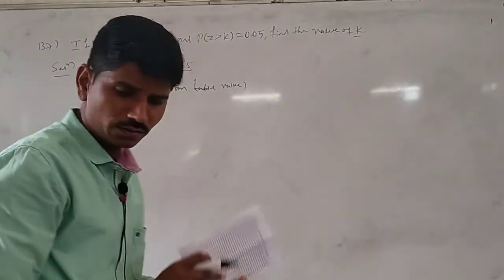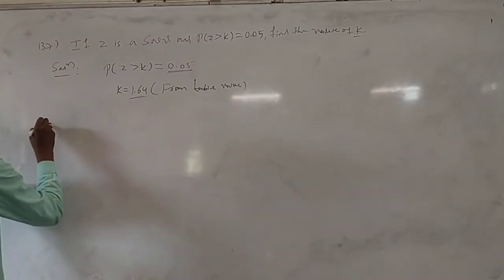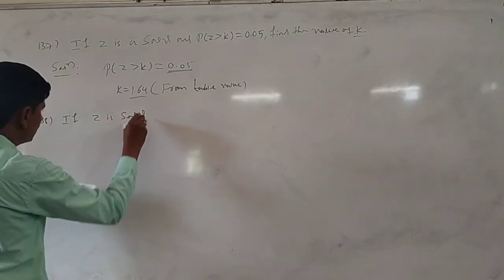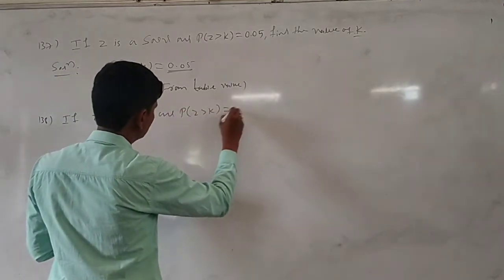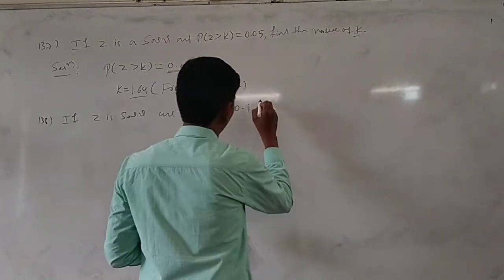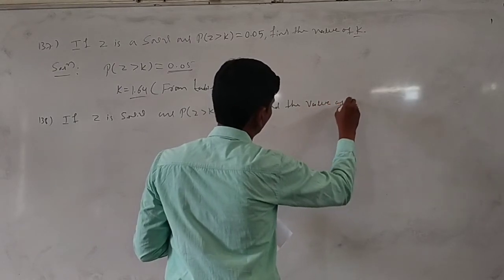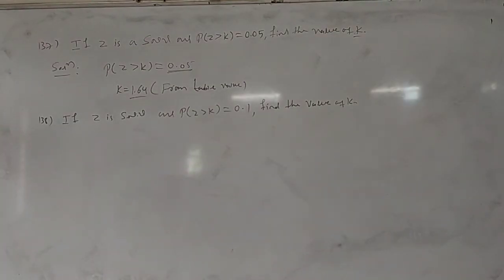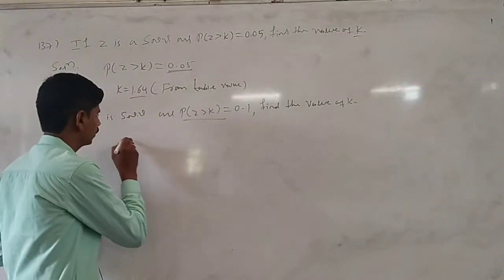Next, problem number 138. If Z is a standard normal variate and the probability of Z greater than K is 0.1, find the value of K. It is also the same type of problem. Solution.